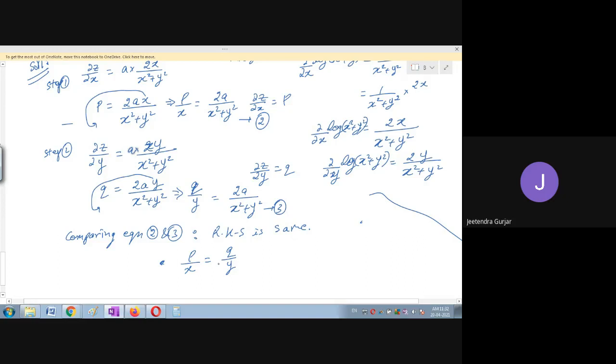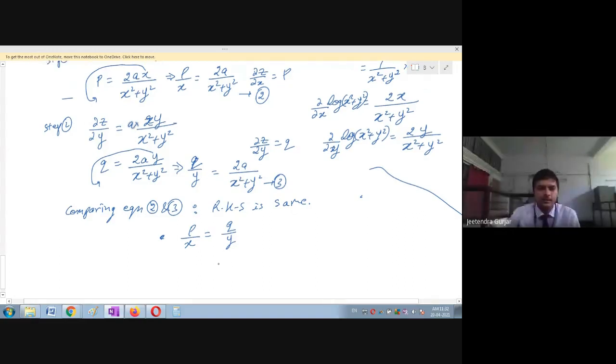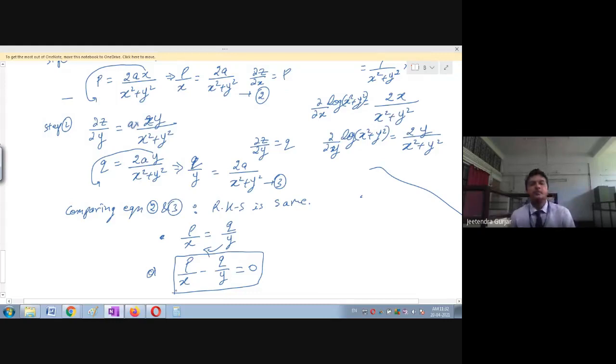Now you can simplify this, or the simplification will be p divided by x minus, I'll just bring this equation this side, so plus will become minus, q divided by y is equal to 0 is our answer. So this type of examples may also appear in your exams. Please be perfect, simplify again and again, and practice the same examples again and again.